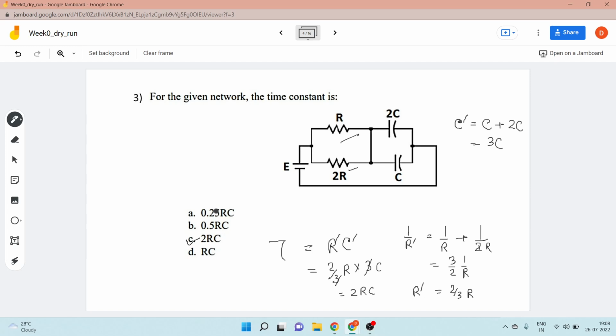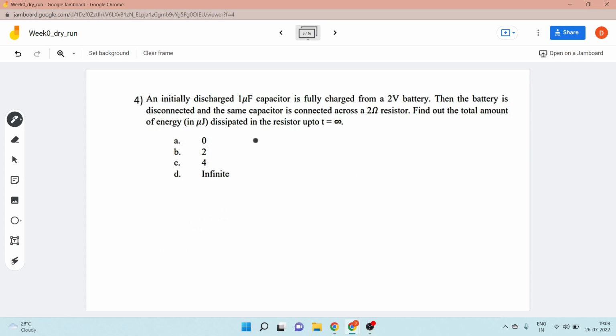Right? Now we look into the fourth problem, where initially a discharged capacitor of 1 microfarad capacitance is fully charged from a 2-volt battery. Then the battery is disconnected and the same capacitor is connected across a 2 ohm resistor. Find out the total amount of energy dissipated in the resistor up to t equal to infinity. That means after a long time, the capacitor will get fully discharged and it will be dissipated in the resistor.